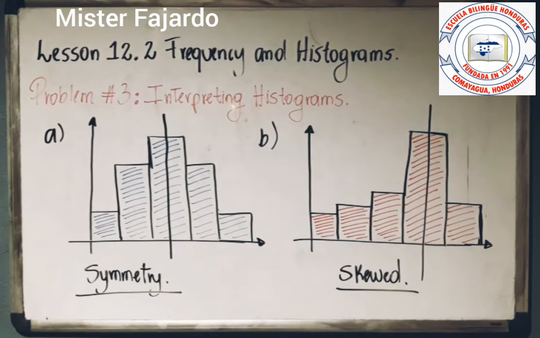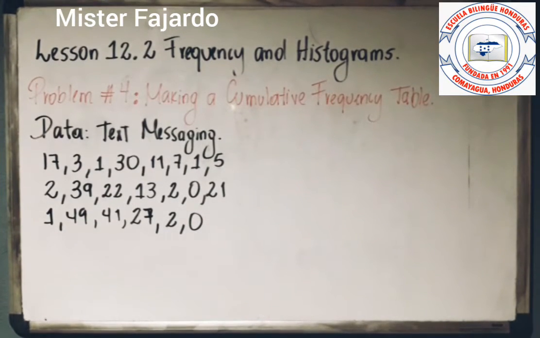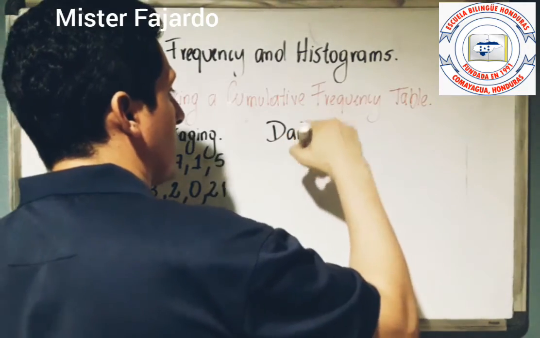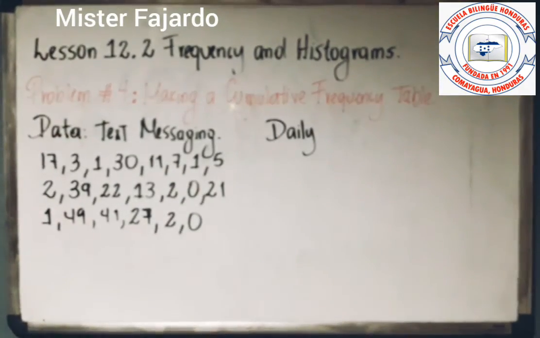Okay? And now we are going to solve the last example of this lesson. In the last problem for this lesson, we need to make a cumulative frequency table, okay? What is a cumulative frequency table? It's a table that shows the number of data values that lie in or below a given interval, okay? What does that mean? We are going to do an example. It's going to be really easy for you to see what a cumulative frequency table is, okay? In this case, we are going to put the topic of the table that we are going to make right now. It's going to be daily text messages, okay?